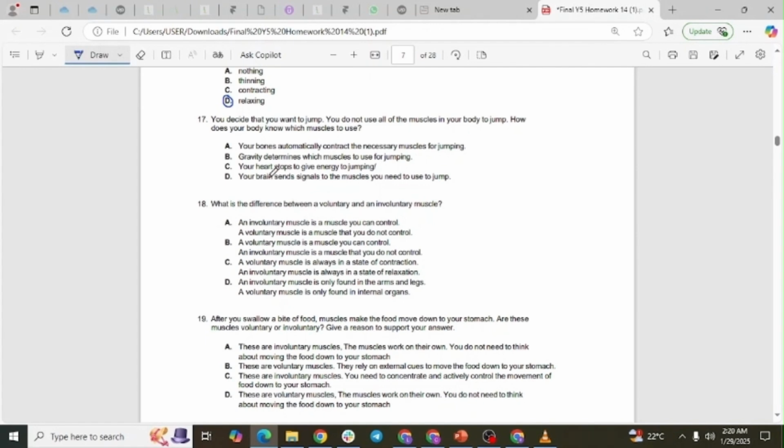Answer: D. Your brain sends signals to the muscles you need to use to jump. Explanation: voluntary muscle movement is controlled by the brain. It sends signals telling specific muscles when and how to contract.